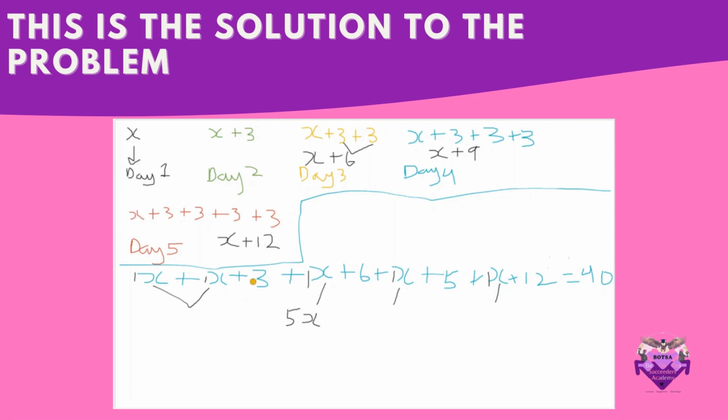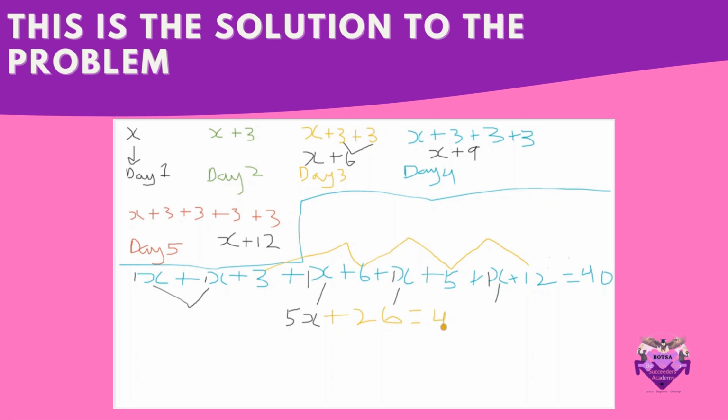Okay, let's add the numbers, guys. So we have 3 add 6 is 9. 9 add 5 is 14. 14 add 12 is 26. Let me double check this to ensure that I did the correct thing. 3 plus 6 plus 5 plus 12. 26 is correct. So 5x plus 26. You see how the equation is looking smaller and a little bit more familiar now, right?